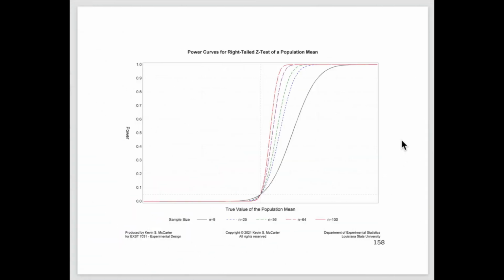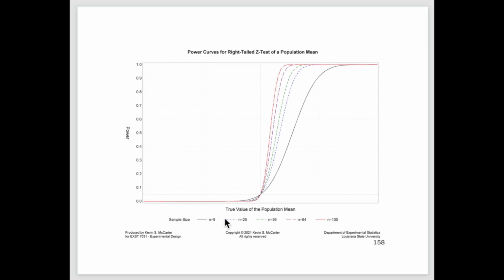And so then we have power curves for a right-tailed z-test of a population mean. For values of mu that are at or to the left of mu sub 0, the null hypothesis is true. If mu is to the right of mu sub 0, then the alternative hypothesis is true. Again, note that these 5 curves all go through the point mu sub 0 and 0.05.